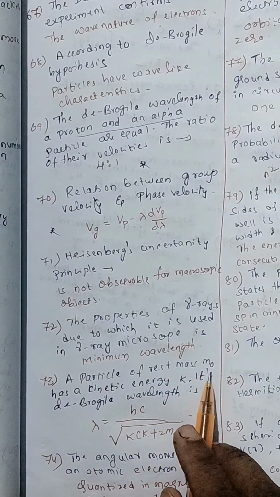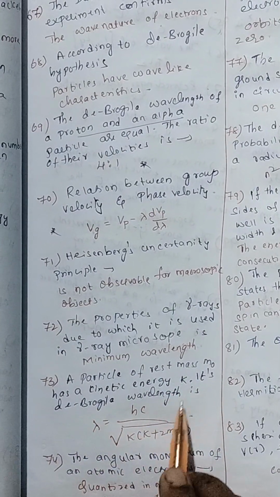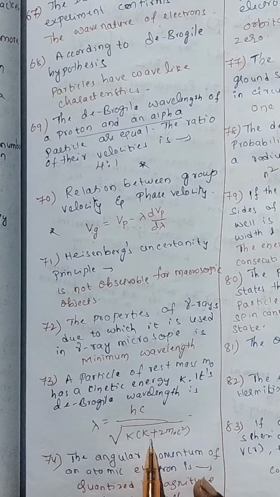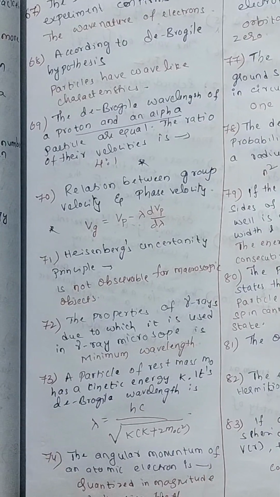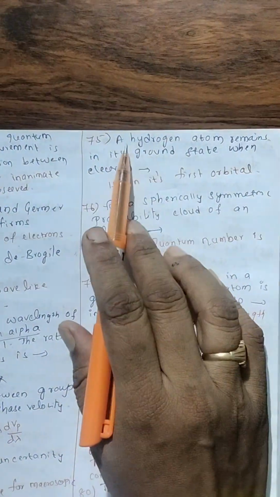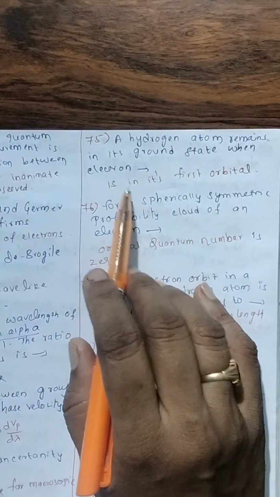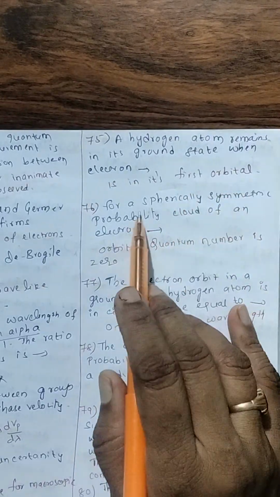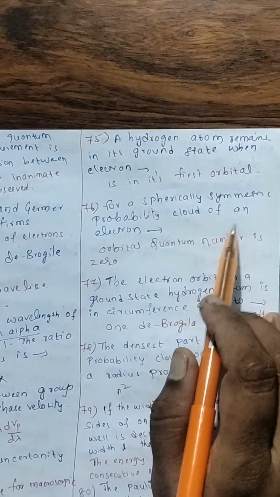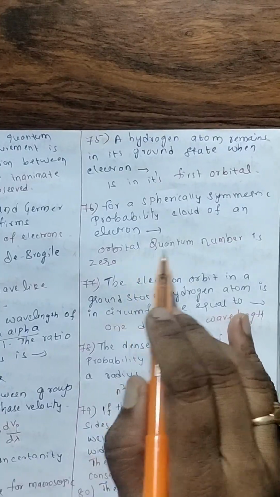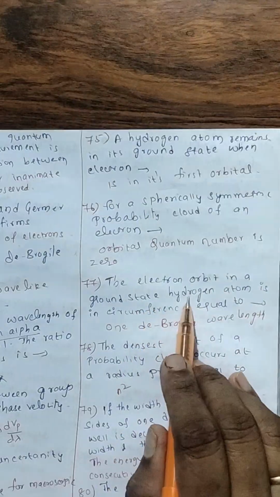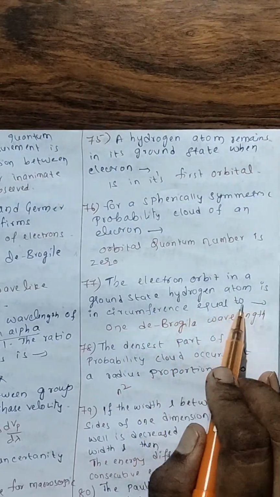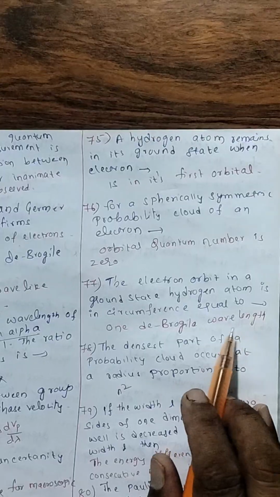A particle of rest mass m naught has a kinetic energy k, then de Broglie wavelength is hc by under root k into k plus 2 m naught c square. The angular momentum of atomic electron is quantized in magnitude and direction both. Right? Now next, a hydrogen atom remains in its ground state when electron is in its first orbit. For a spherically symmetric probability cloud of electron, orbital quantum number is 0. The electron orbit in a ground state hydrogen atom has circumference equal to the de Broglie wavelength itself.